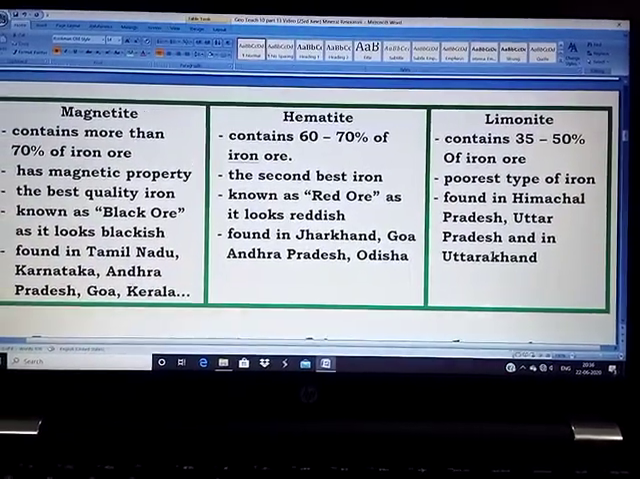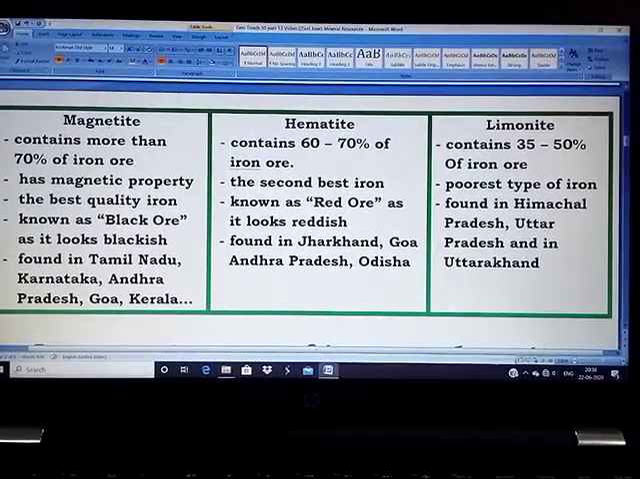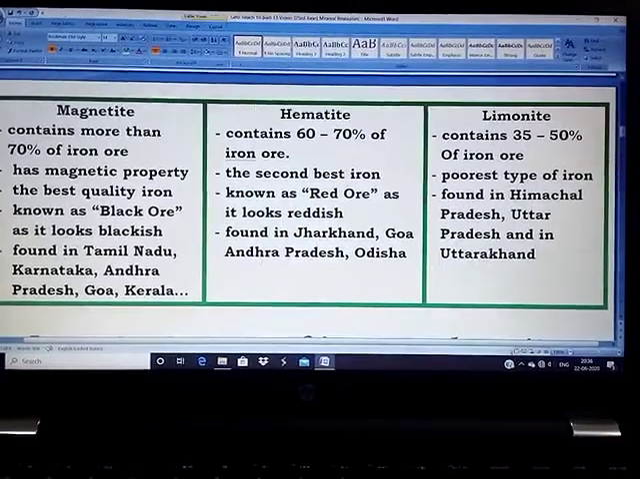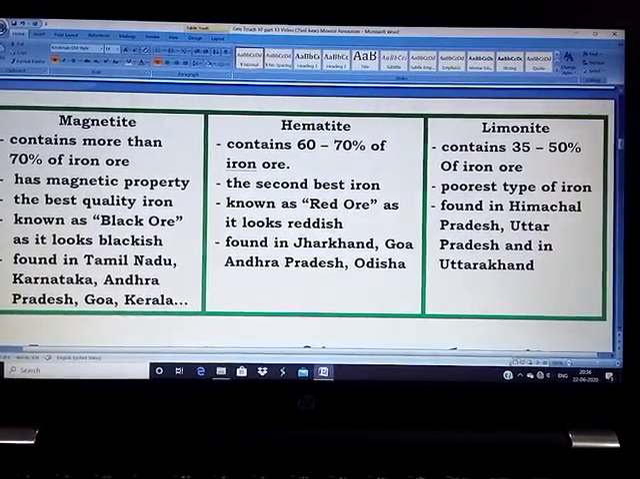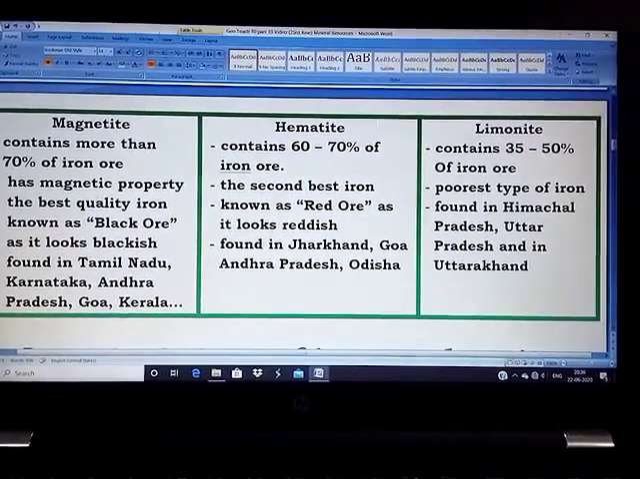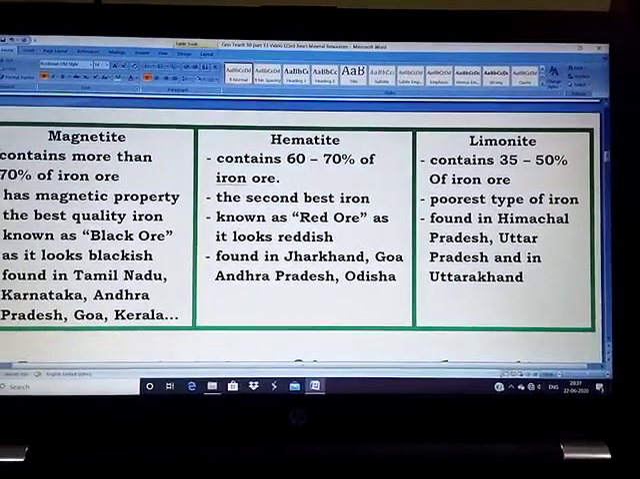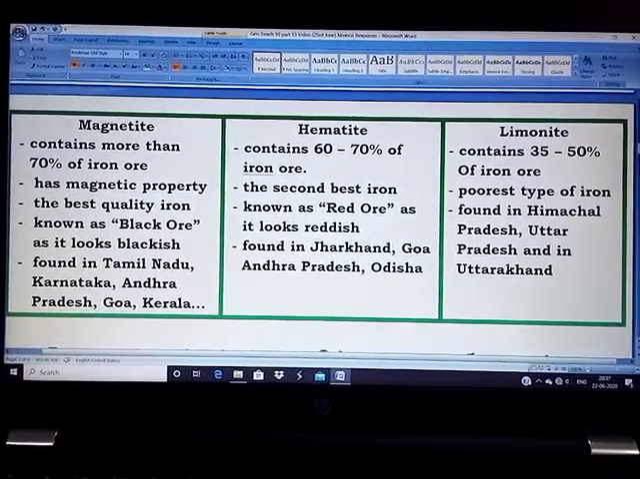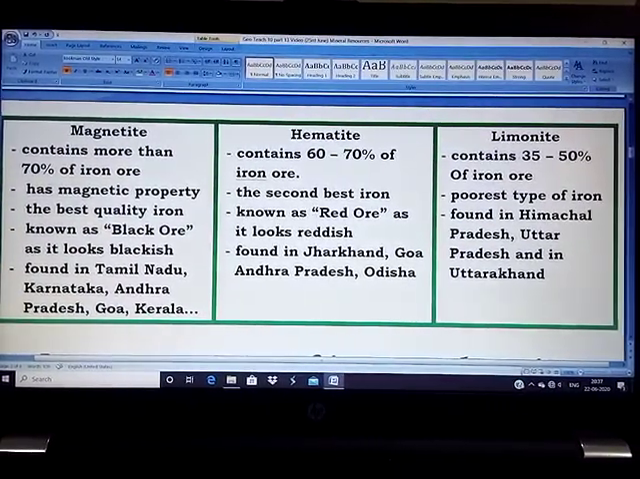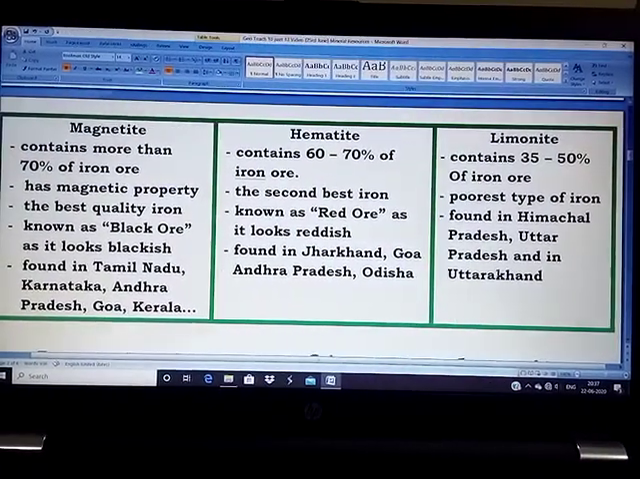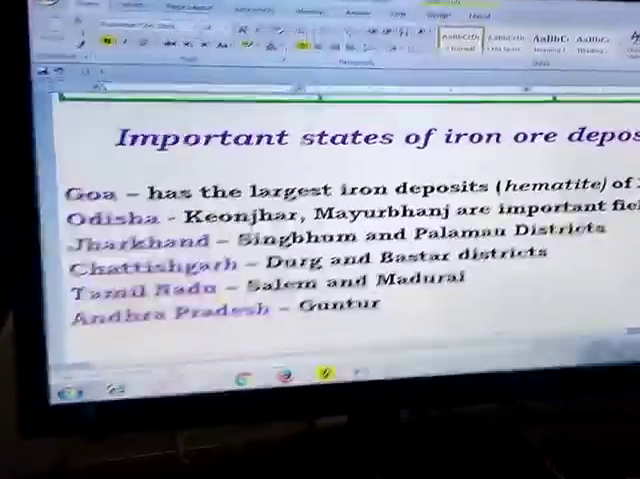Now note how you are supposed to study this chapter. You are expected to know some important features of magnetite, hematite, limonite. Which state is the highest producer in India? Please remember that. But in general, what is the rank of India in the world? That also is sometimes important, for iron ore in general. But among the three types of iron ore, magnetite, hematite and limonite, which state ranks first? You are expected to remember that. In geography we always ask very short questions, most of the time one-word answers or just 2-3 points. Now some important states of iron ore deposits in India.